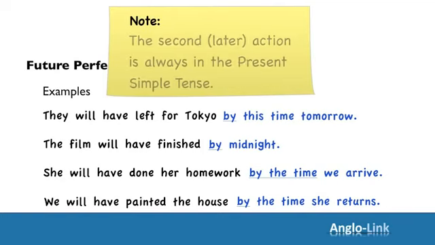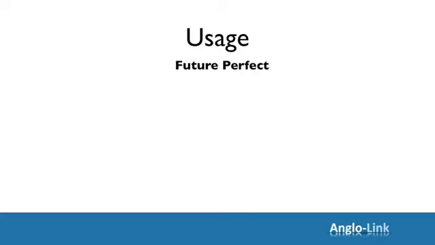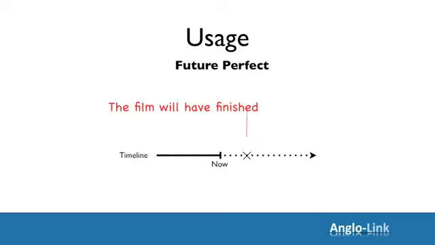Note that the second or later action is always in the present simple tense. Look at the last two examples. She will have done her homework by the time we arrive, or we will have painted the house by the time she returns. Let's look at the timeline for the future perfect tense. The film will have finished by midnight.